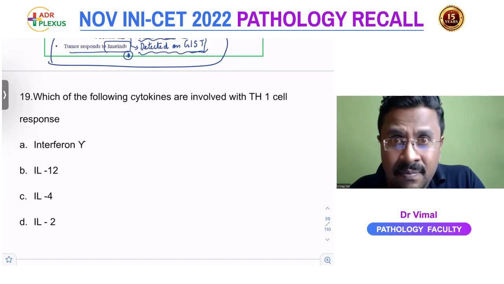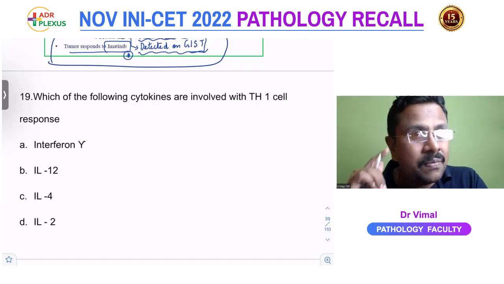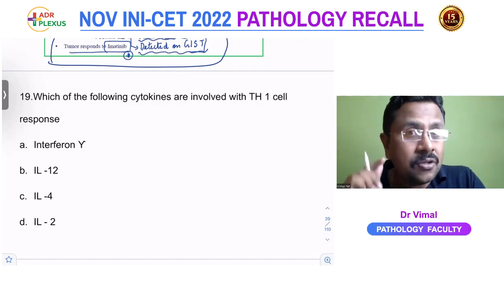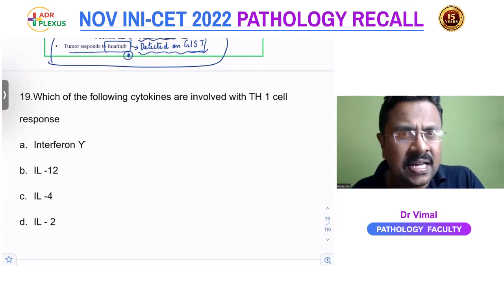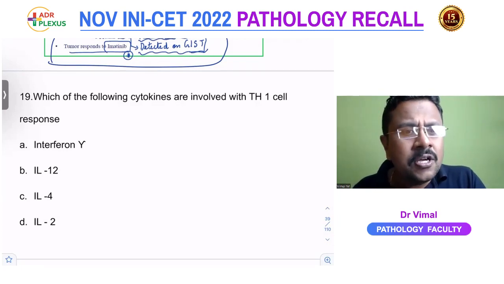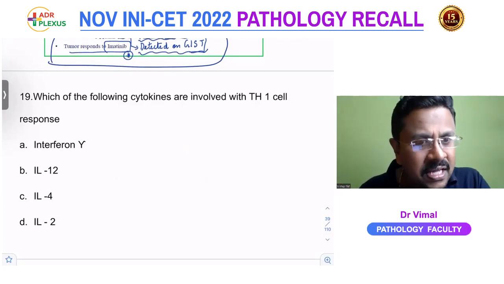So guys, please remember, if you're settled in INICET, it is well and good, but when you're preparing for the NEET exam, definitely go through these interleukins. Definitely in the NEET exam also, we can expect questions from interleukins. So let us see in the T helper 1 response, what are all the cytokines which are involved.